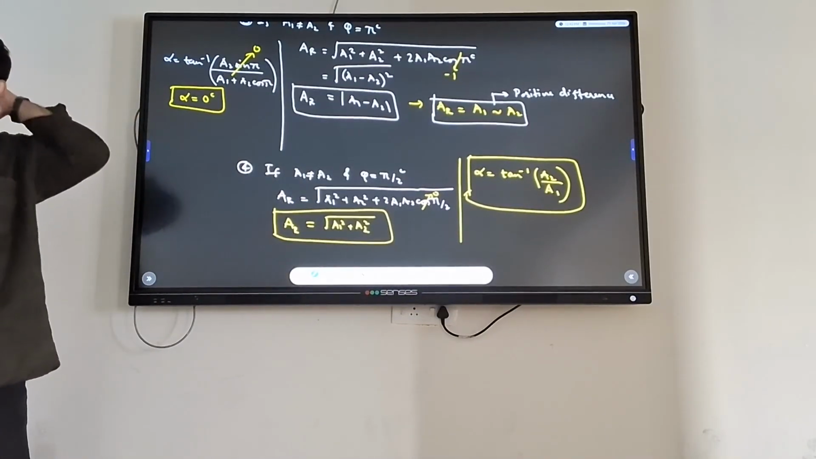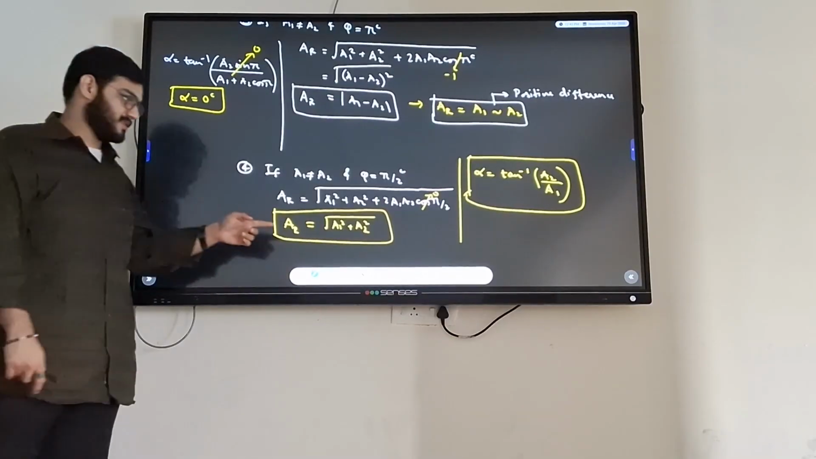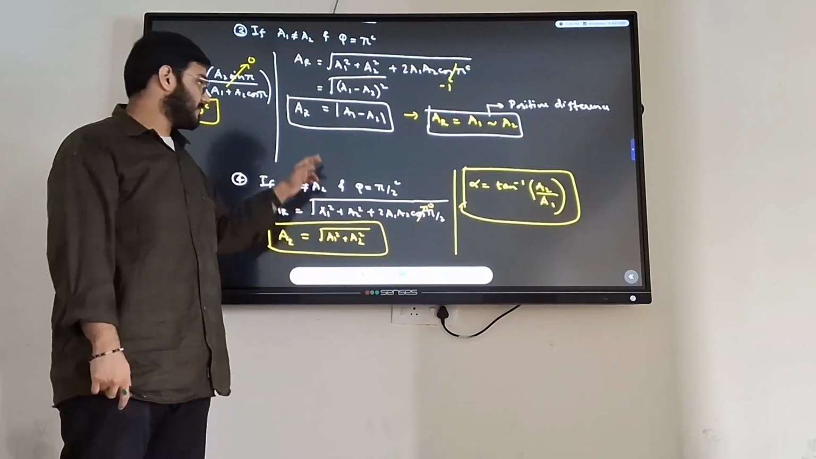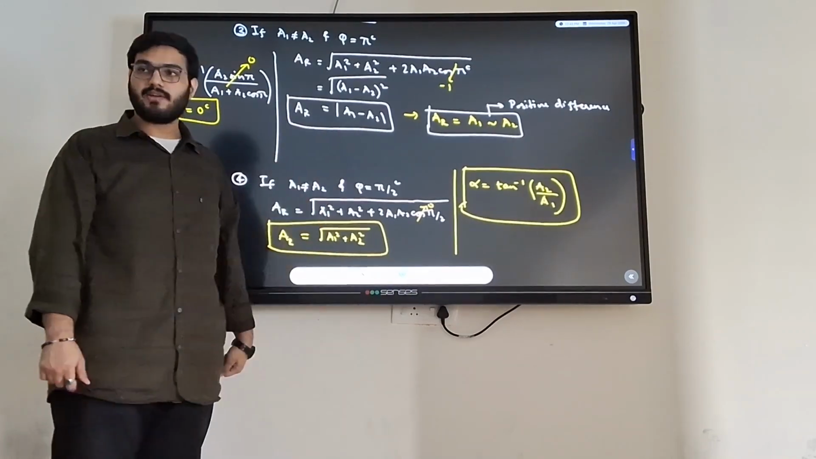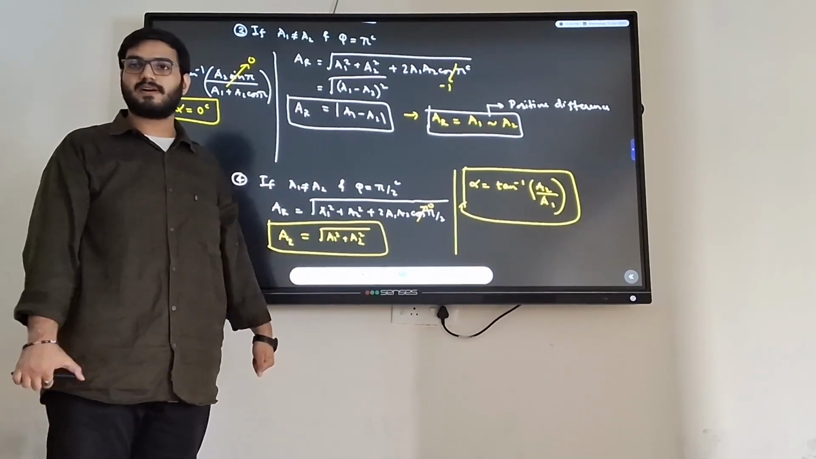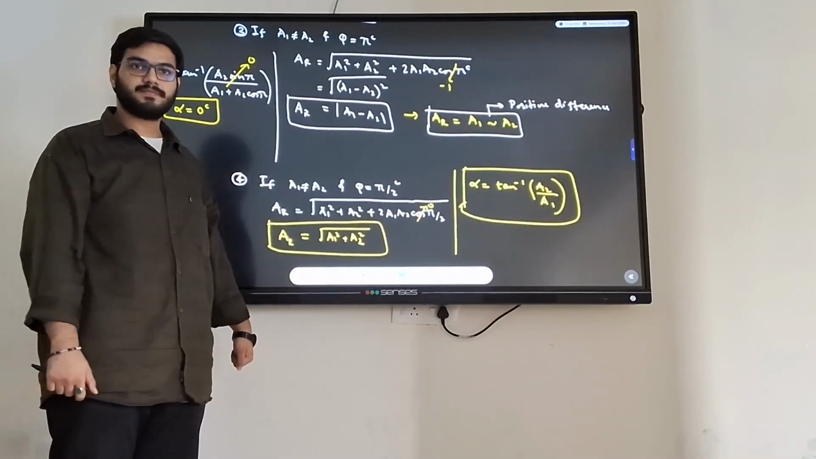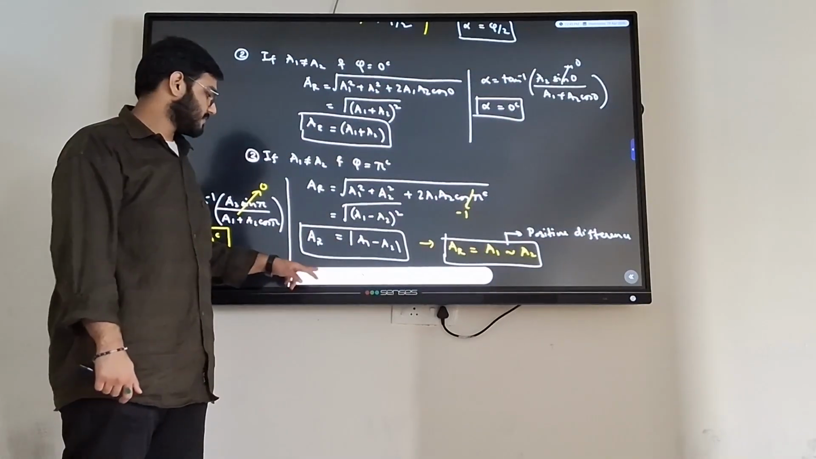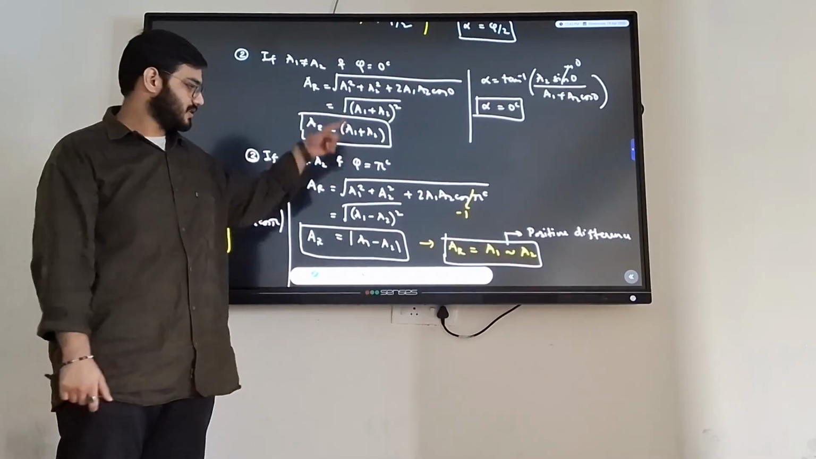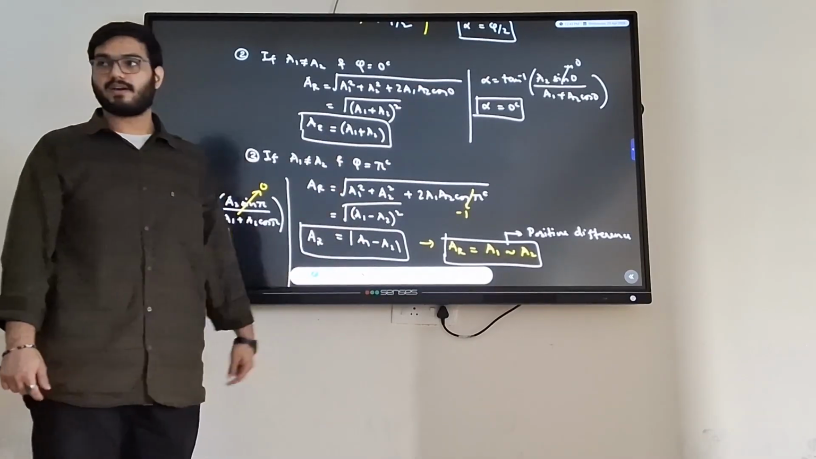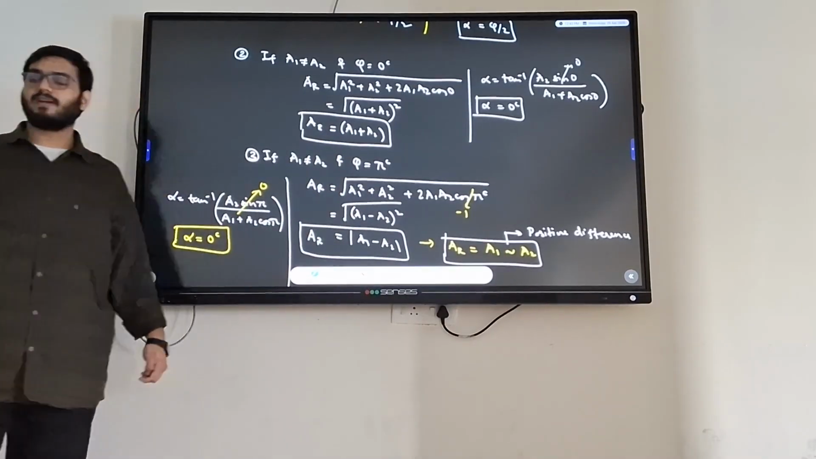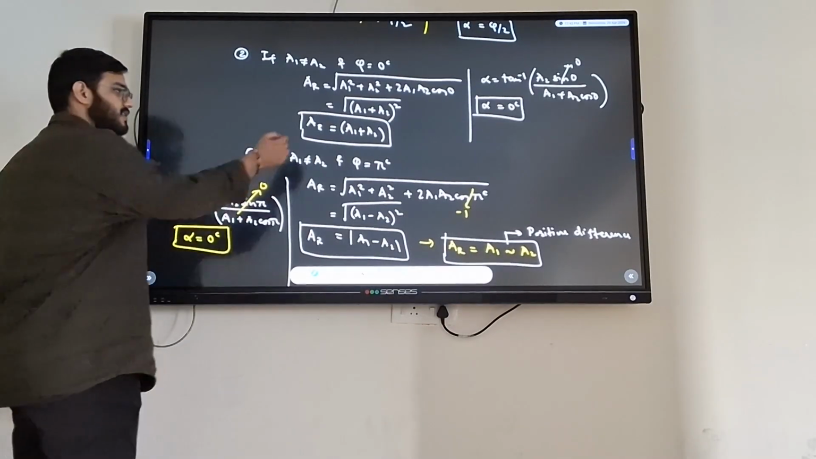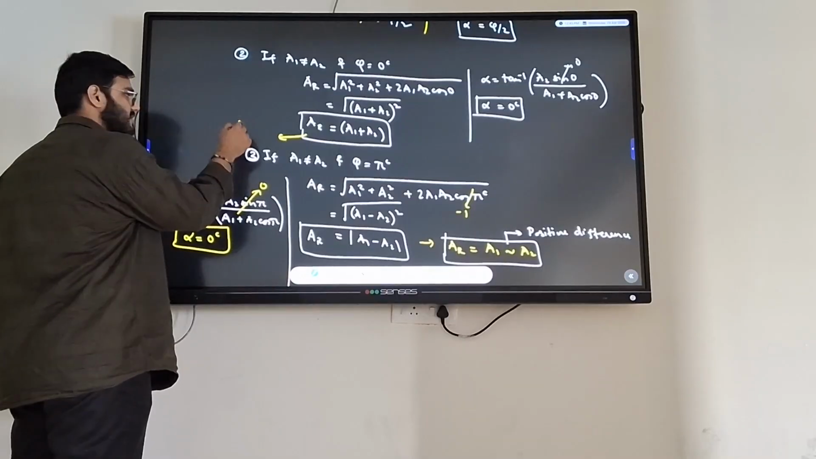Now that we have done all the important cases, by looking at the final forms of AR, can you tell me in which case you will find the maximum AR? A max. Where will you find AR max? A1 is equal to A2. Of all the three expressions that we found for AR, where will you find AR max? When phi is 0. So you get this expression, which is the AR max.